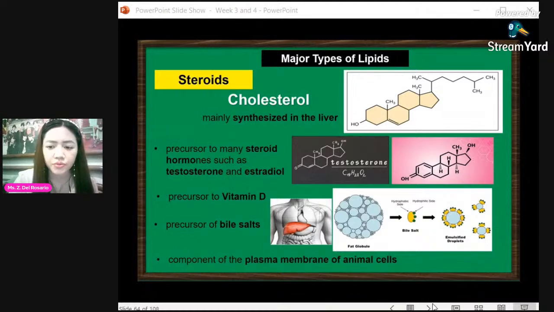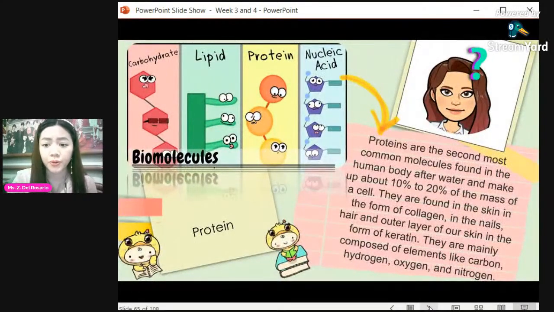Anyway, let's move on now to another biomolecule, which is protein. Protein is the second most common molecule found in the human body after water and makes up about 10% to 20% of the mass of a cell. They are found in the skin in the form of collagen, in the nails, hair, and even the outer layer of our skin in the form of keratin.